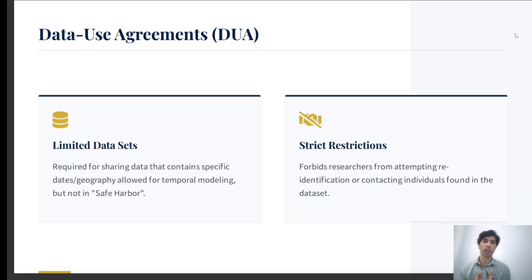So in order to ensure the privacy of the individuals, there are strict restrictions which forbid researchers from attempting re-identification or contacting individuals found in the dataset. So they have access to the limited data sets because they are needed for temporal modeling and research purposes. But there are also strict restrictions: just because you can re-identify or contact those individuals, you must not. So this is the data use agreement.